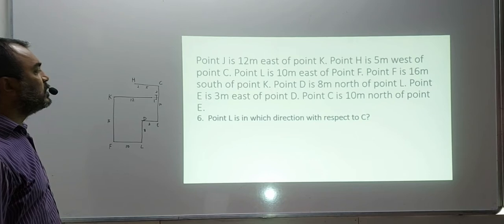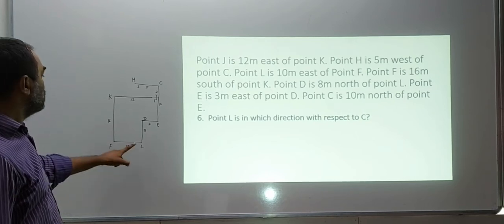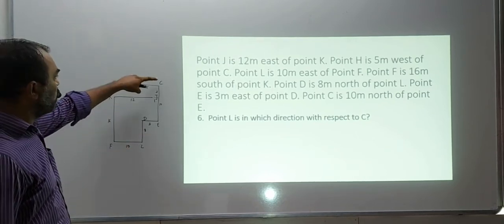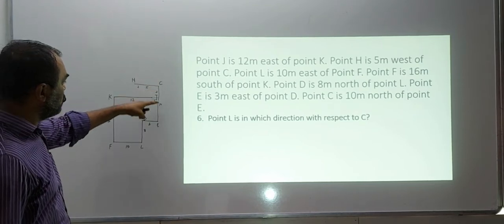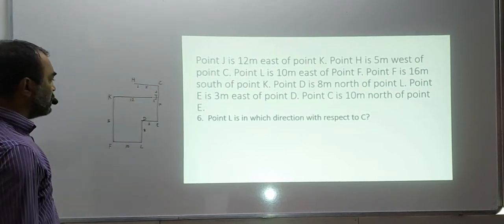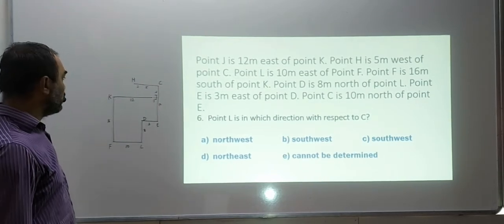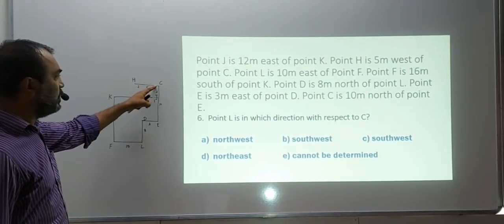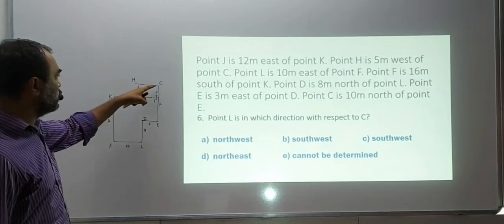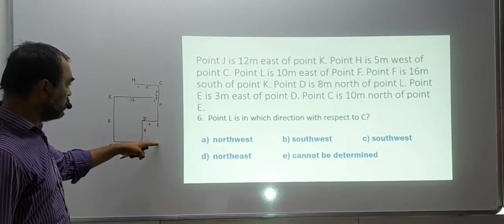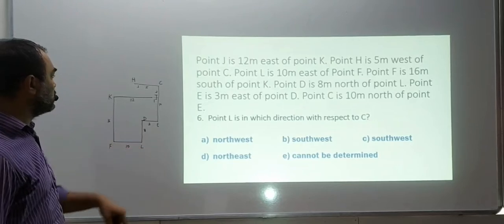So point L is in which direction with respect to C? This is point L and this is C. So you can say it's towards the south and towards the west. So now we can see the options. And what our answer should be? We have to find point L with respect to C. So it is towards south and towards the west. So the answer should be southwest.